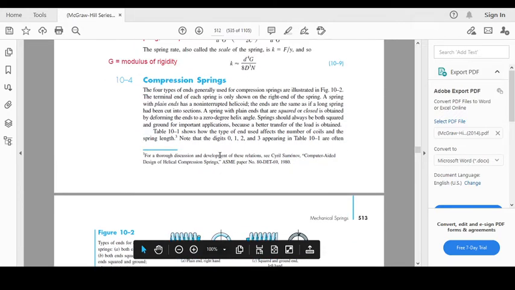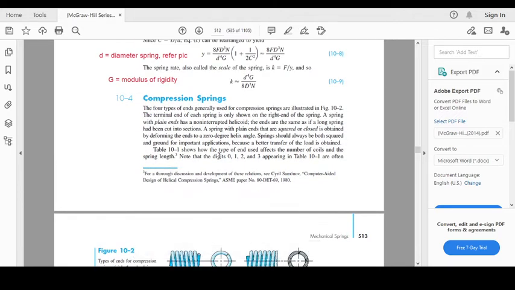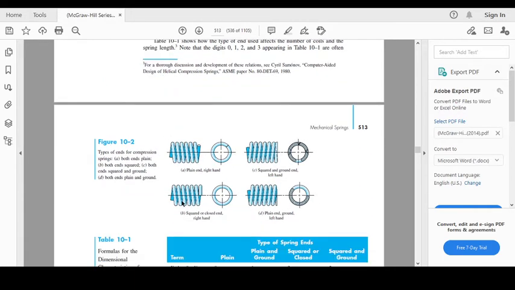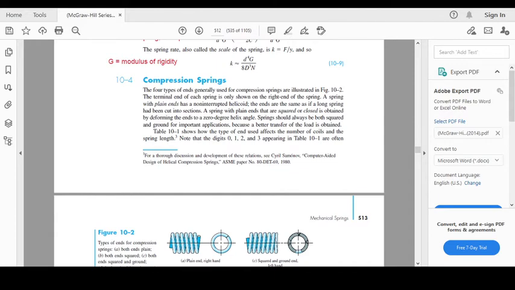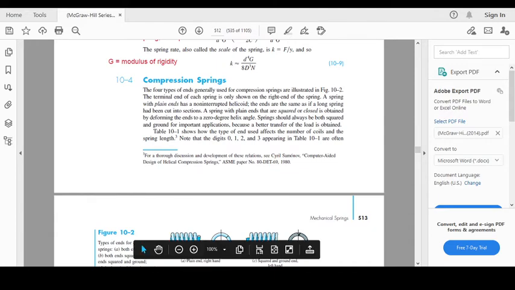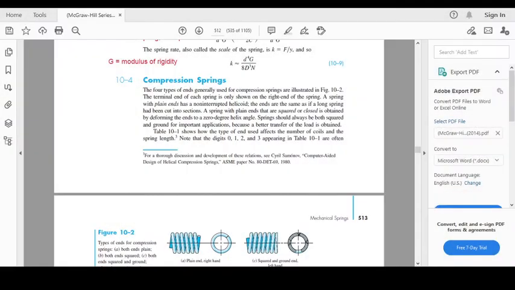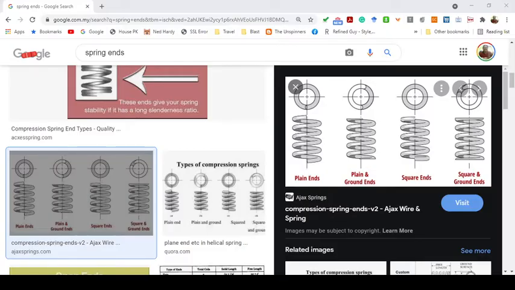Okay, so compression of spring. Four types of ends generally used for compression spring are illustrated in figure 10.2. Let us see first what is the end of spring. Let me type first. Okay, this is the spring ends.